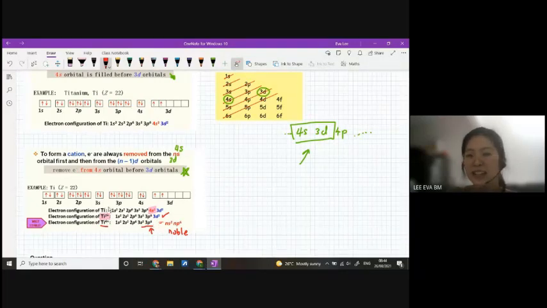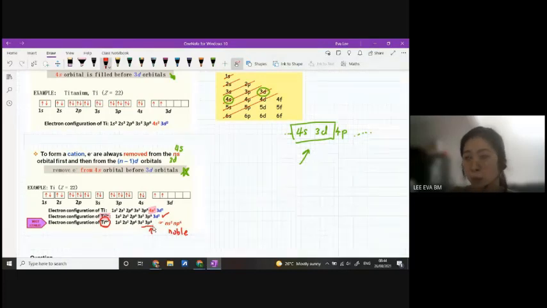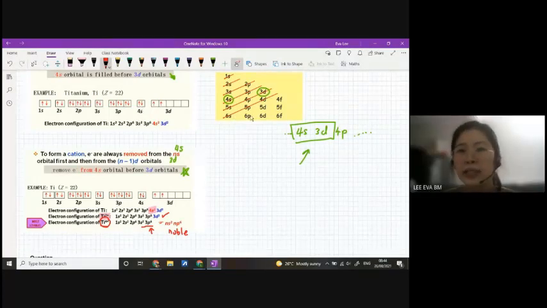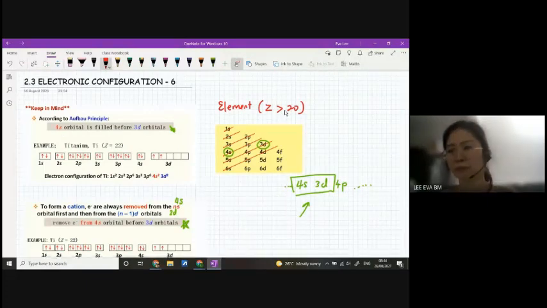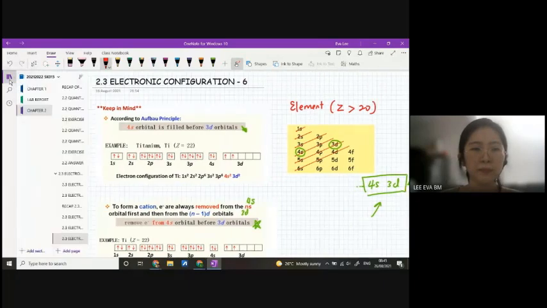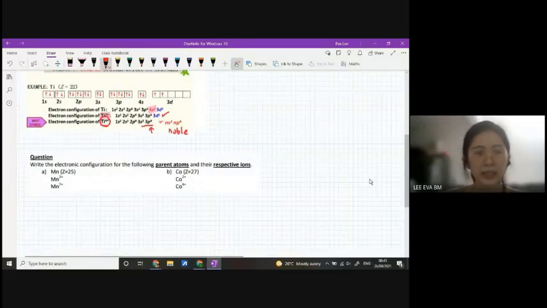So if we want to compare Ti, Ti2 plus, Ti4 plus, which ion is the most stable, then we will go for titanium 4 plus. Sebab lepas awak keluarkan keempat-empat elektron, you achieve the noble gas electronic configuration, which is the most stable. Do you get me? Okay. So kena ingat eh, rules kalau ada elements yang lebih daripada 20 proton number. You must always remember fill in 4s before 3d, remove from 4s before 3d.